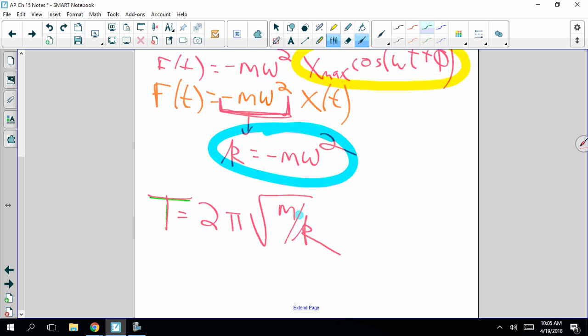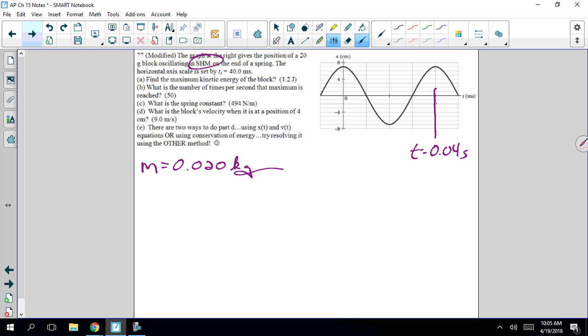All right, so somehow we need to take this graph and find out what the maximum energy is. I see a couple ways of doing it. Thoughts? Sure, get us started, Christine. Find the maximum velocity. Okay, so talk to me about how I can find that maximum velocity.